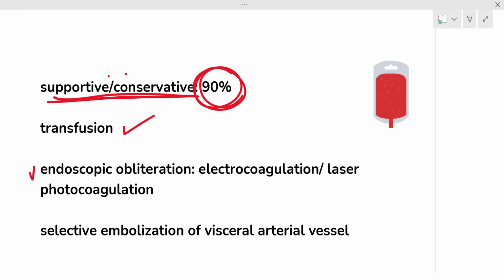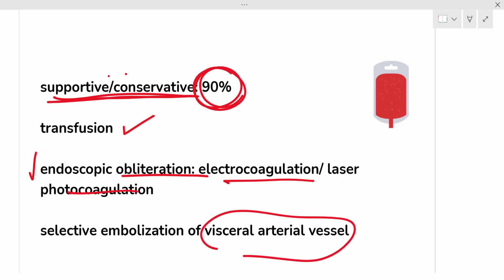And for refractory cases, you want to be doing endoscopic obliteration using electrocoagulation and laser photocoagulation, and also you can selectively embolize the arterial vessel which supplies blood to this area wherever the angiodysplasia has birthed, right? And then you cut off the blood supply, and then you would cut off the bleeding as well.